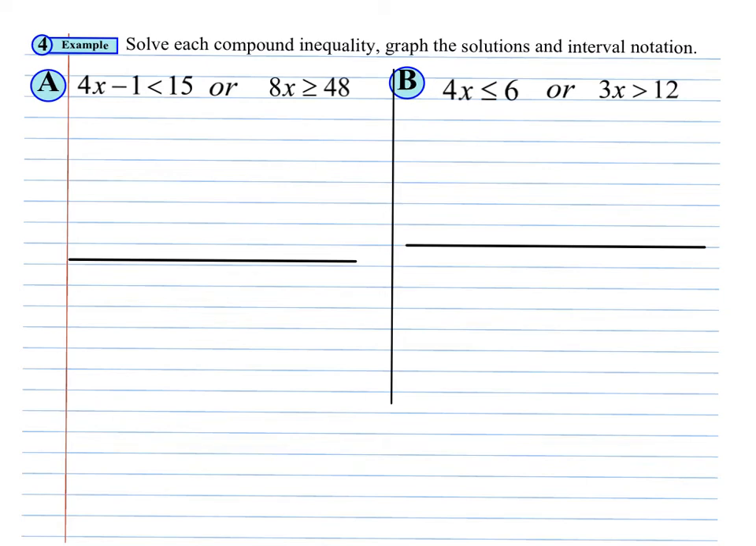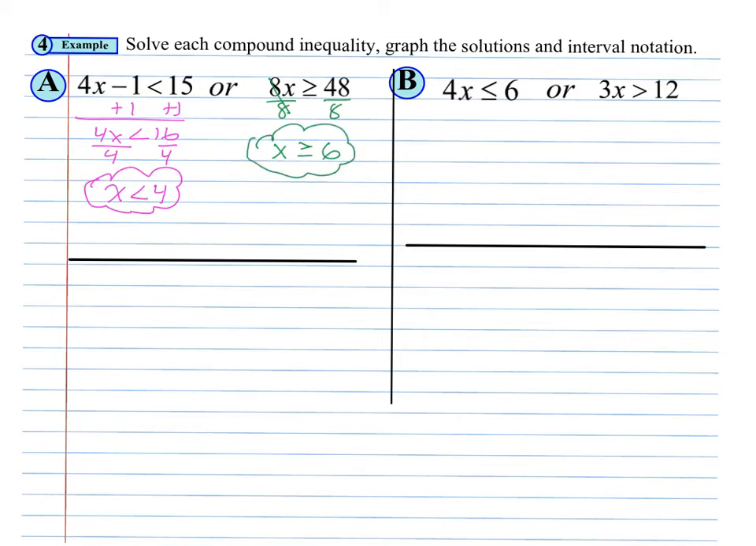So same concept that we did on the previous example. We're going to add 1 to both sides. We're going to have 4x is less than 16. Divide both sides by 4, and you're going to get x is less than 4. That is one inequality answer. We're going to divide the other side, both sides, by 8. We're going to get x is greater than or equal to 6. That's my other inequality.